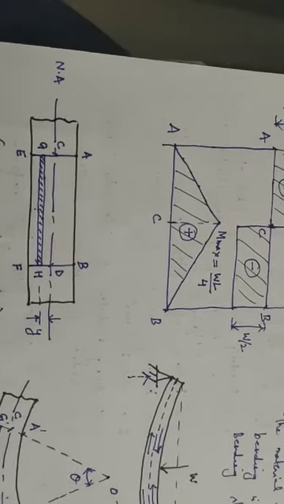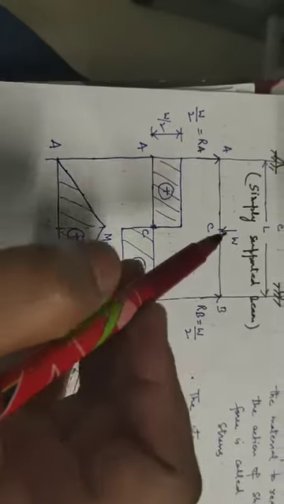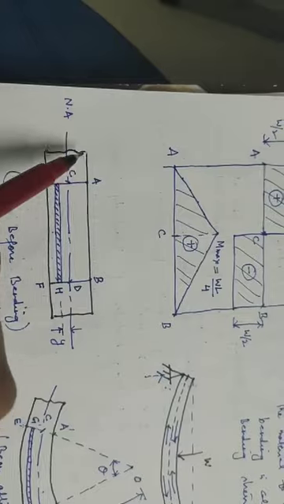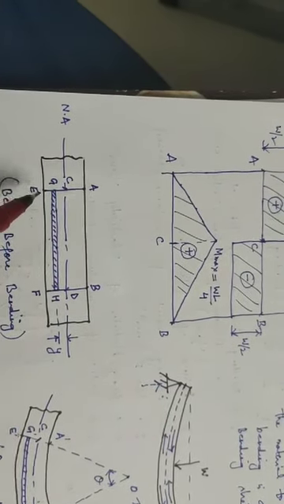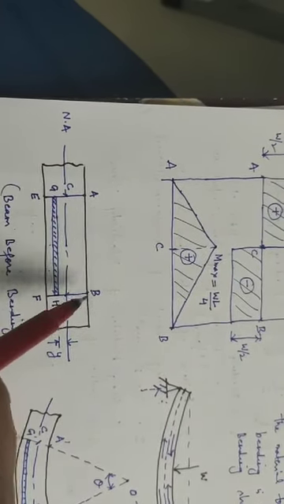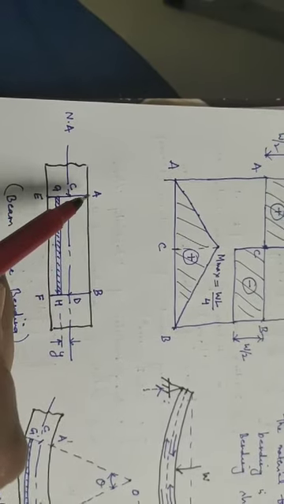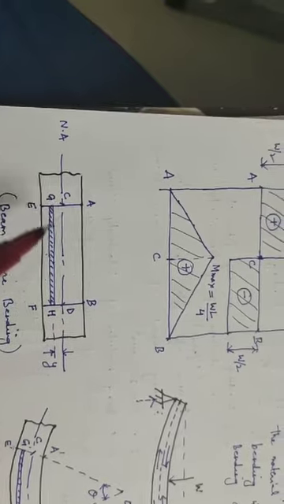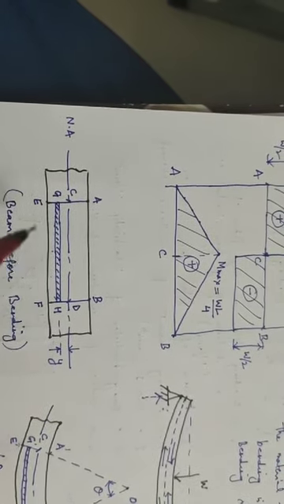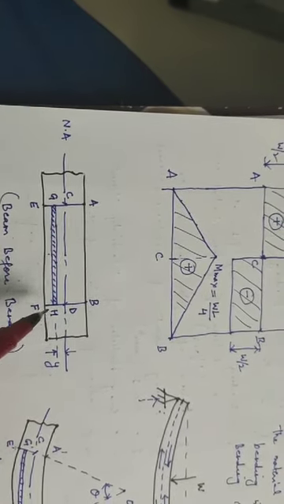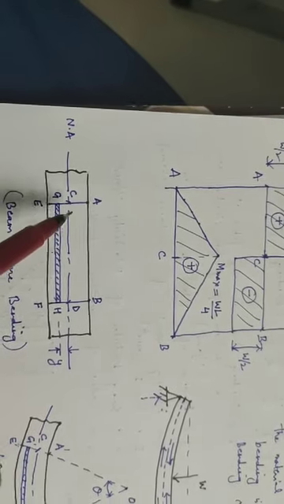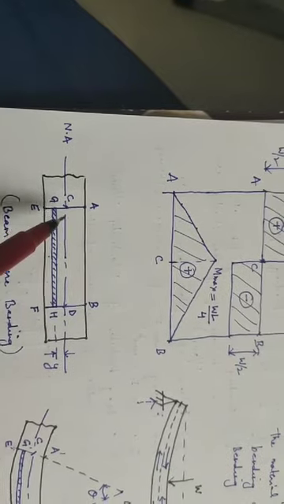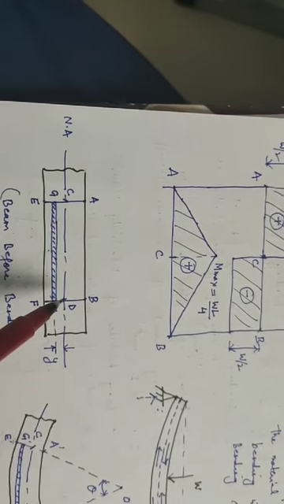Now we will derive the bending equation. We will consider any one small portion of the beam. Let us suppose this is a small portion of the beam, and A, B, D, C. In this part there will be compressive stresses, and C, D, F, E. In this part there will be tensile stresses, and CD will act on a neutral axis. Therefore stresses on this part or this fiber will be 0.